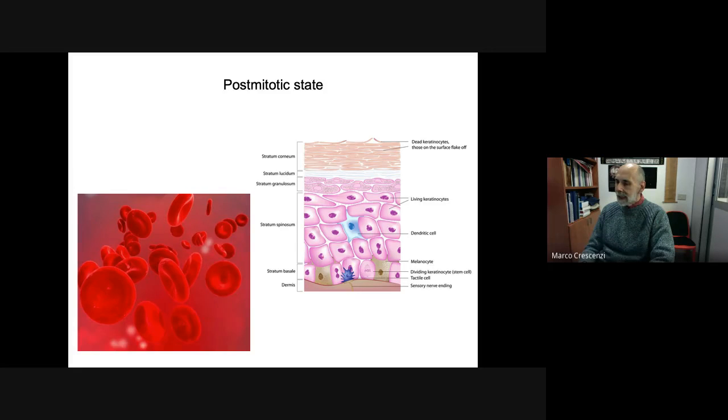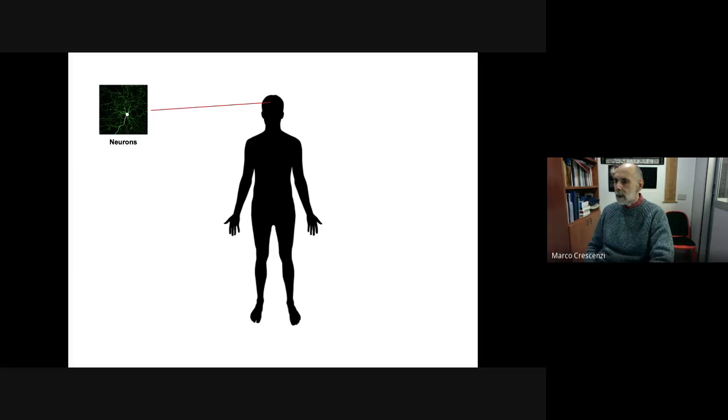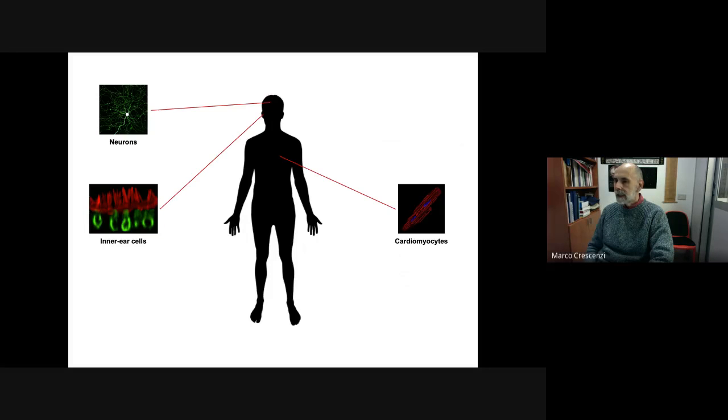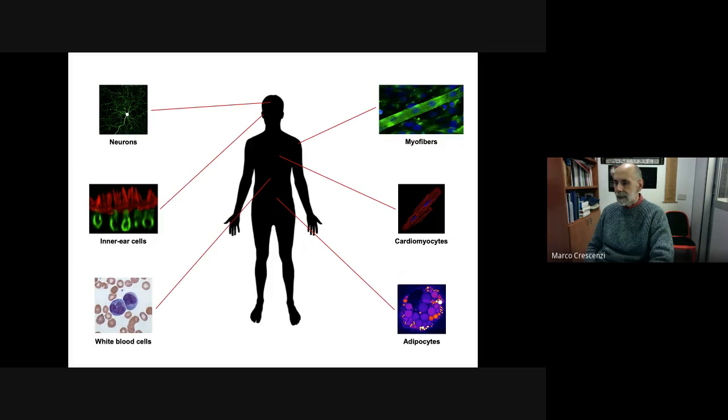So our bodies contain a large number of terminally differentiated cells. For example, neurons, cardiomyocytes, inner ear cells, sensory cells that are responsible for our sense of hearing, myofibers, adipocytes, white blood cells, and so on. A large number of cell types that are terminally differentiated.